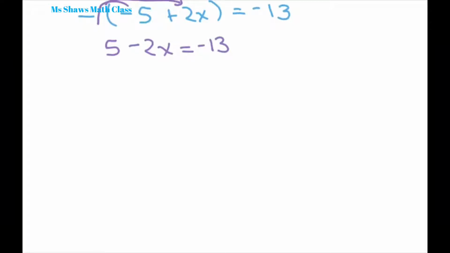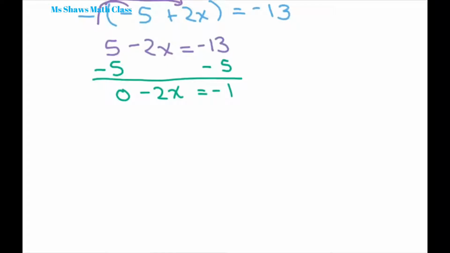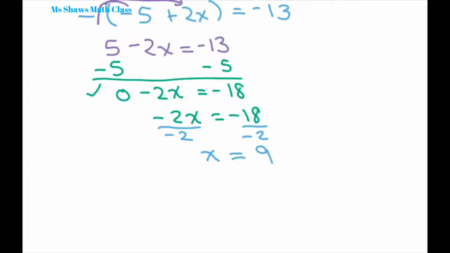Now we're going to use our subtraction property of equality. So we get 0 minus 2x equals, what is this, -18. And our 0 property of arithmetic states this is just -2x. And then divide both sides using our division property. Divide both sides by -2. So you get x equals 9. So if we did it right, our solution is 9.